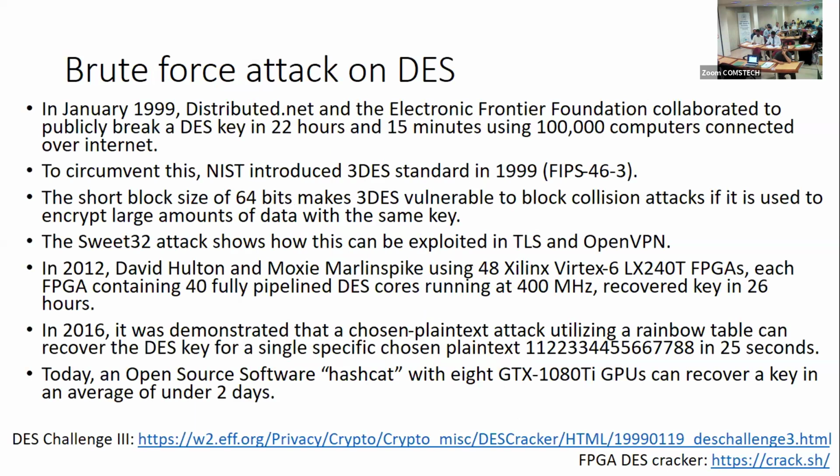So in 1999, Distributed.net and Electronic Frontier Foundation collaborated publicly to break DES in 22 hours and 15 minutes using 100,000 computers connected over the internet, just to demonstrate, because the information was leaked that NSA and IBM were privy to DES being compromised. So, to circumvent that, NIST introduced the newer standard, which is 3DES, in 1999 by publishing a document, FIPS 46-3.